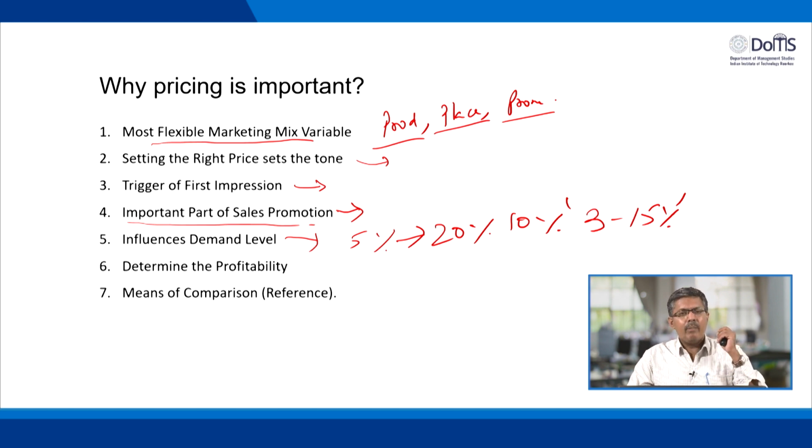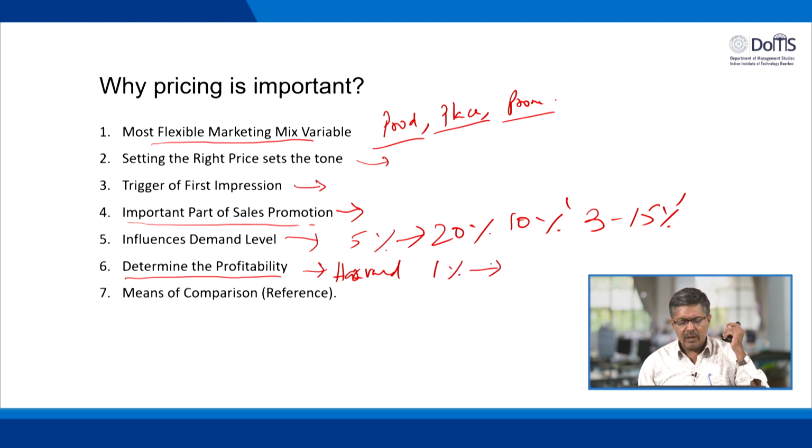But what about a new company? If they increase the price, people may retaliate, they may not buy the product. Price determines the profitability. It is interesting, a Harvard study said that if you increase the price by 1%, keeping all other things constant, the variable cost, the selling cost, the fixed cost and everything, and the amount of sales, the profitability of a company increases by 11%.